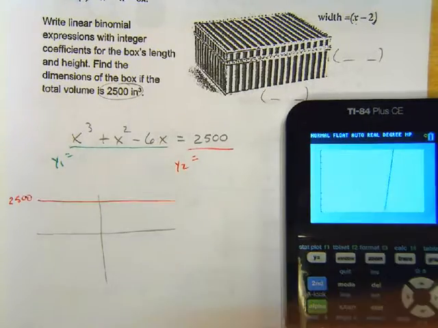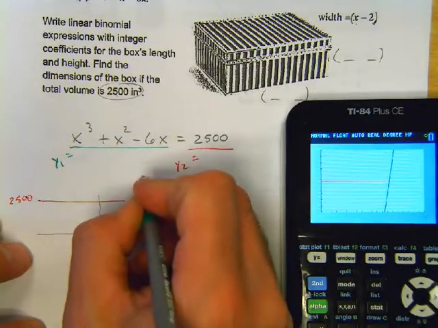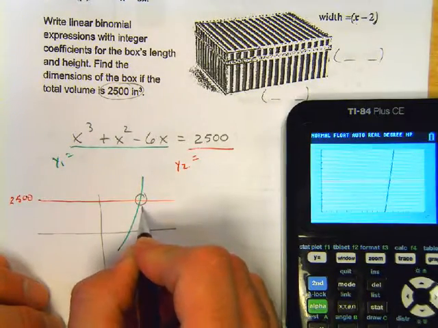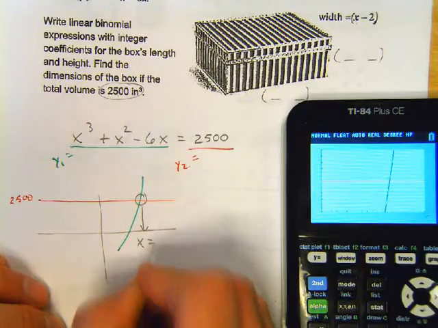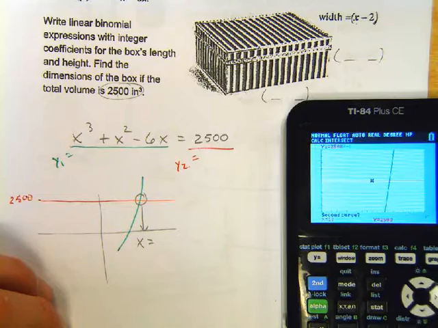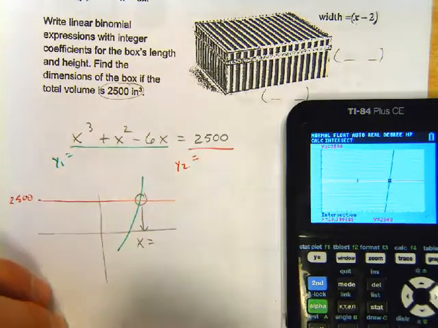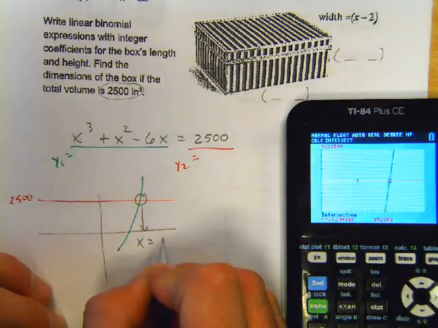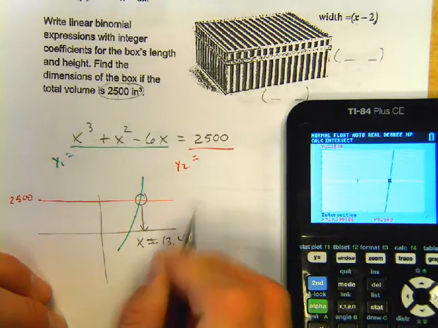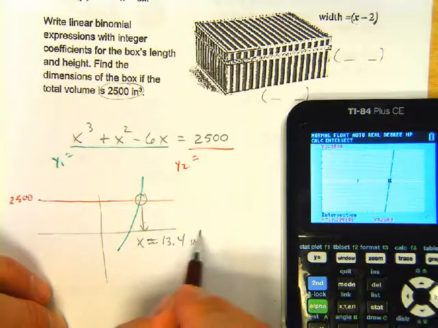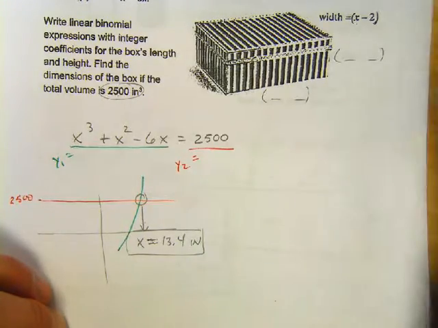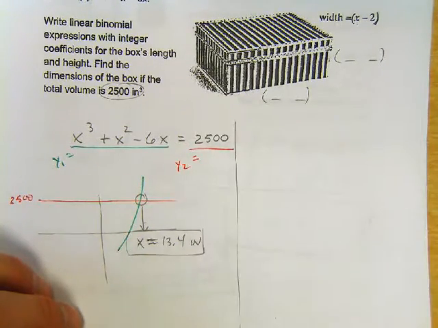So we just need to find this intersection point to get the x value. So second trace, intersect, enter to guess. And it looks like, let's say, approximately 13.4 inches. Excellent. All right, so now we could plug 13.4 into x minus 2 and get the width.